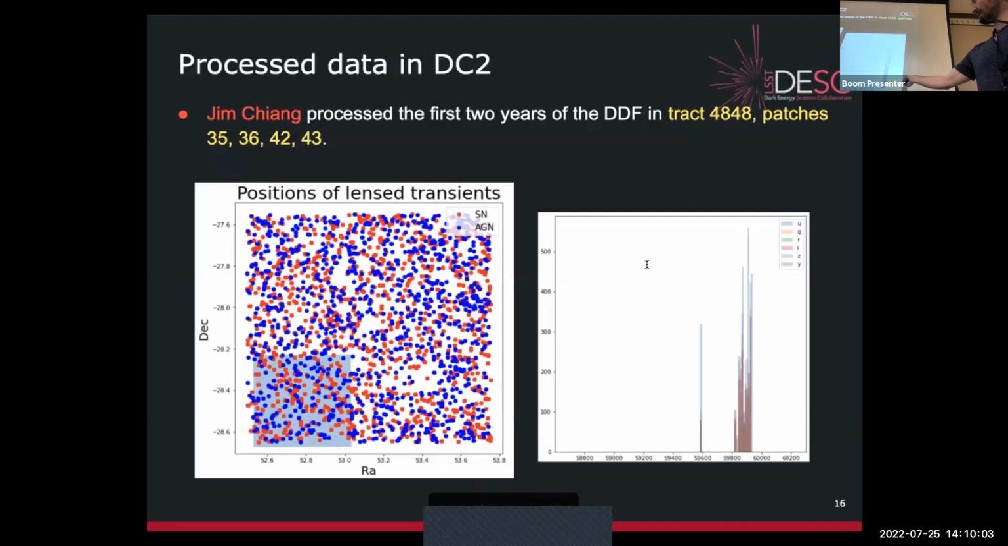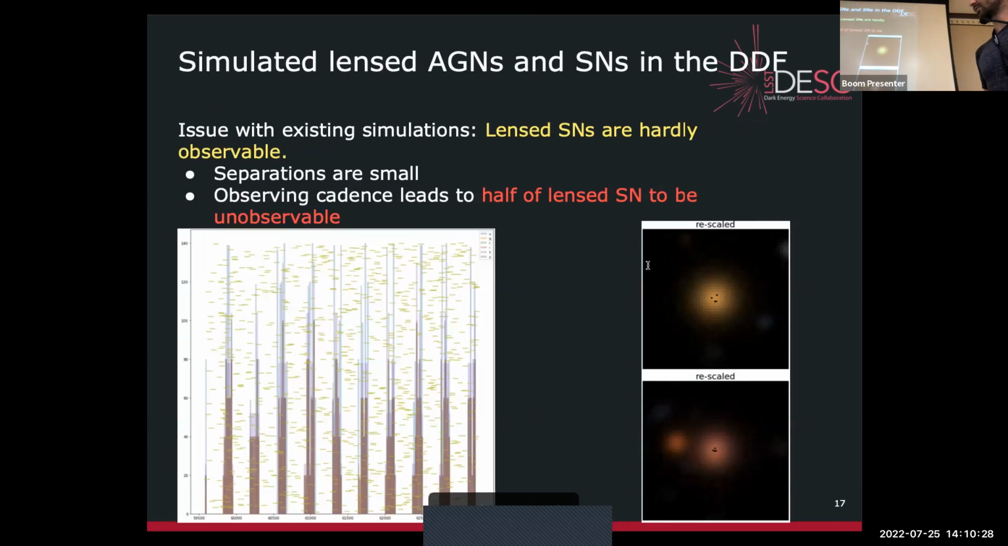So this is basically the whole span of year 1, year 2 for the DDF. And so here you see all the observations that we have for year 1, year 2 of the DDF. This area here represents about 100 days, and that's where we have observations. We have very dense observations, several dozens per night, because it's the DDF. This actually gives us a little bit of trouble looking at all of the strongly lensed supernovae that have been simulated.